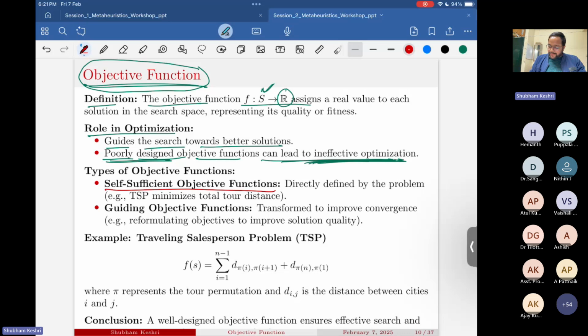So what is a self-sufficient objective function? For example, the traveling salesman problem. If you have a solution, you can just add the distance between each of the cities, from A to B, B to C, and whatever that distance is, you can take that as the objective function. If you have another solution with a reduced total distance, you can just move to that. So in the traveling salesman problem, there is no need to modify the objective function. But for some problems, you may have to improve or modify your objective function. So that is the idea.